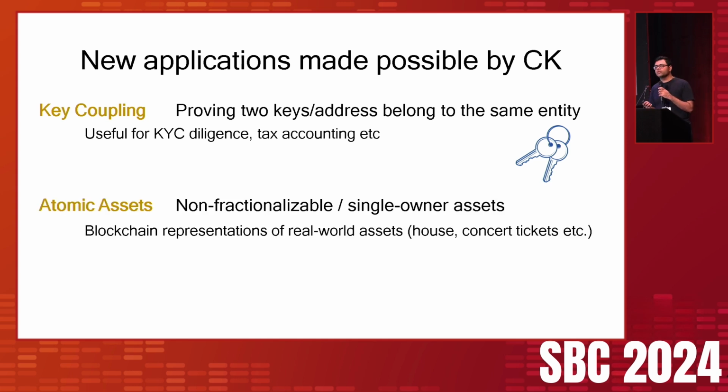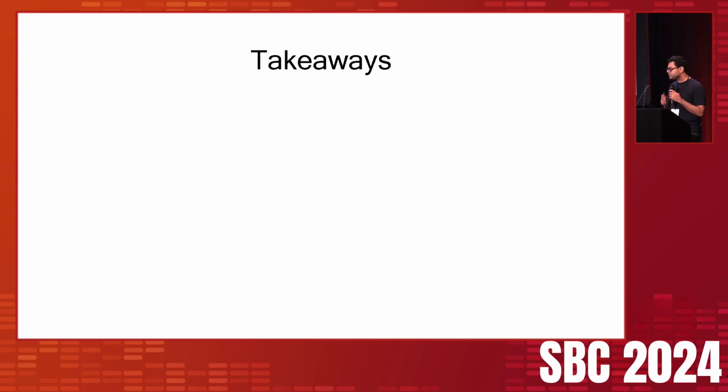The second thing you can think about as a new application is what I'll call atomic assets, which are non-fractionalizable or single owner assets. You can think about use cases for these as blockchain representations of real world assets, like houses or concert tickets. You want them to be owned by a single person rather than being owned by multiple people. And you can use our proofs of complete knowledge, again, to prove things like these.